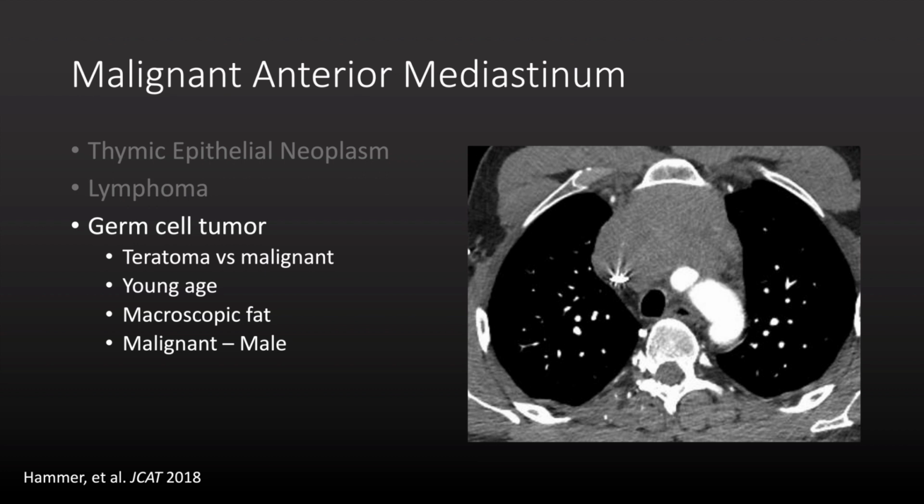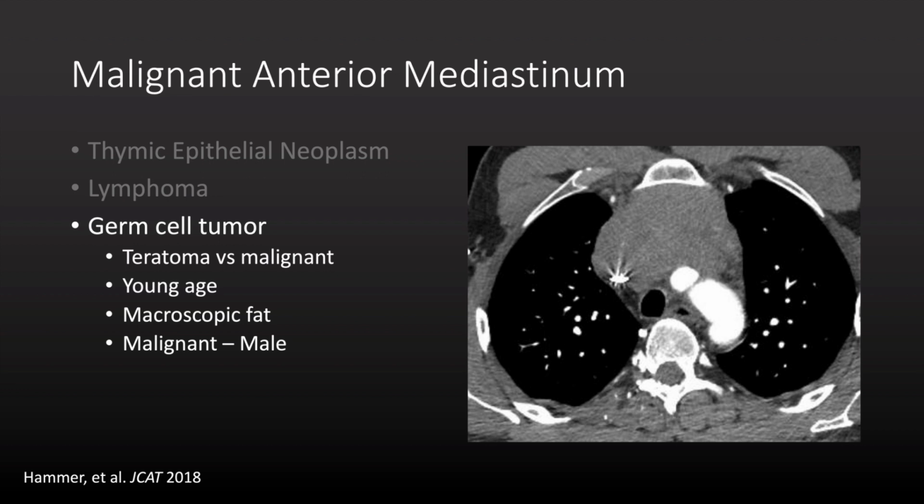And germ cell tumors. Now, I showed an example of a germ cell tumor with macroscopic fat earlier, and I'll show another one in just a second, but they do not all have intralesional fat. In particular, the malignant germ cell tumors may not have it, particularly the dysgerminoma or seminoma histology will not have interspersed or intralesional fat. So this is a case of that.